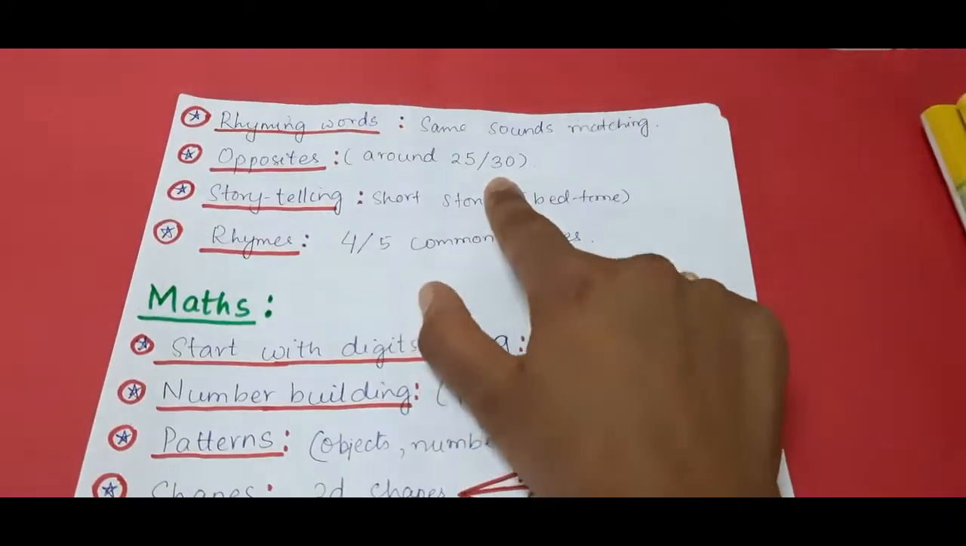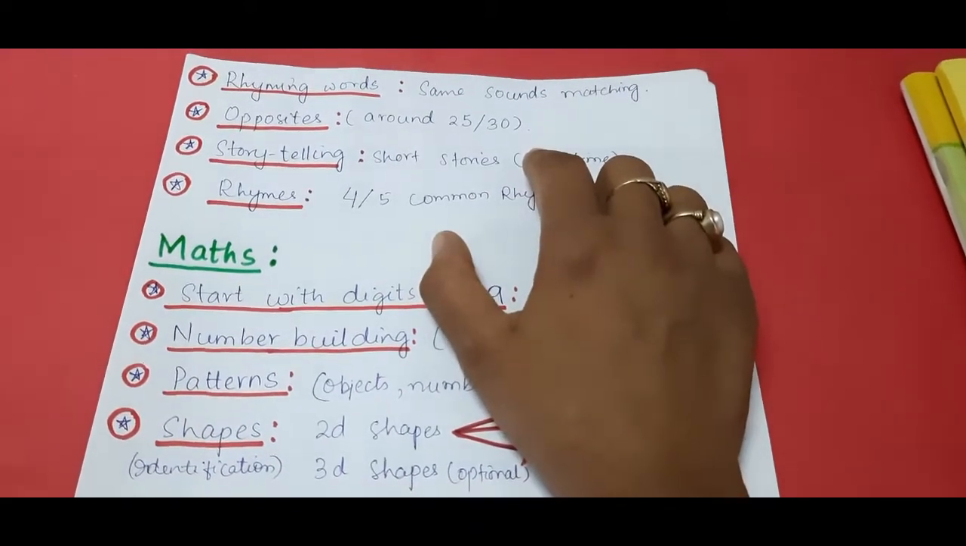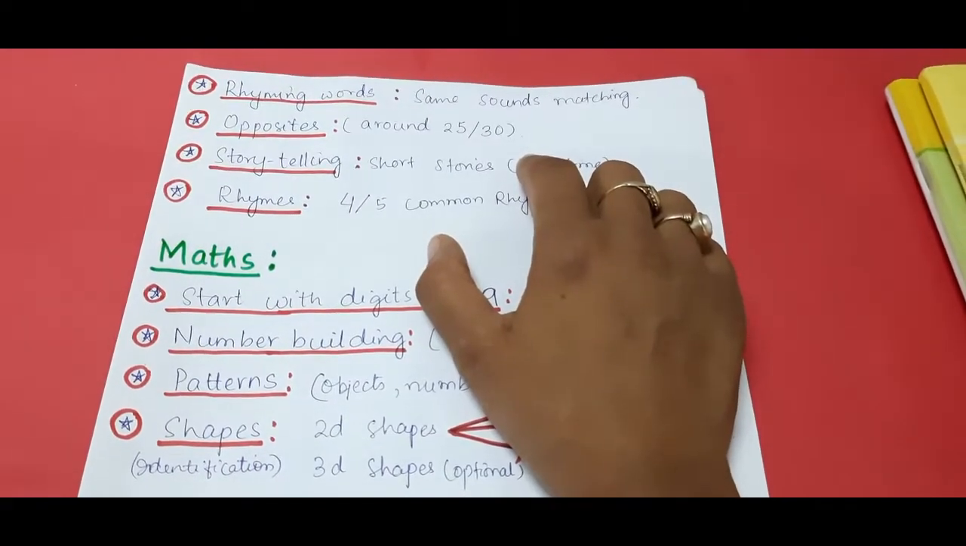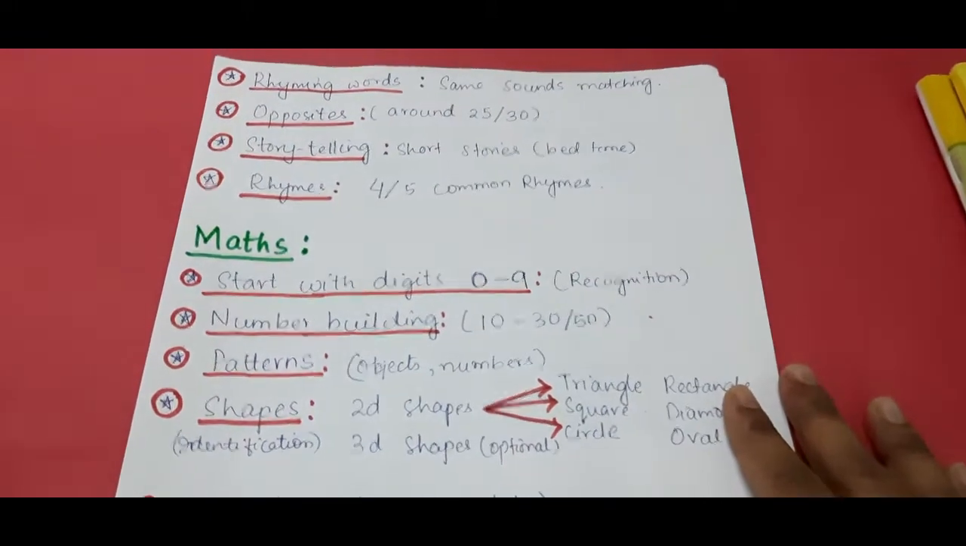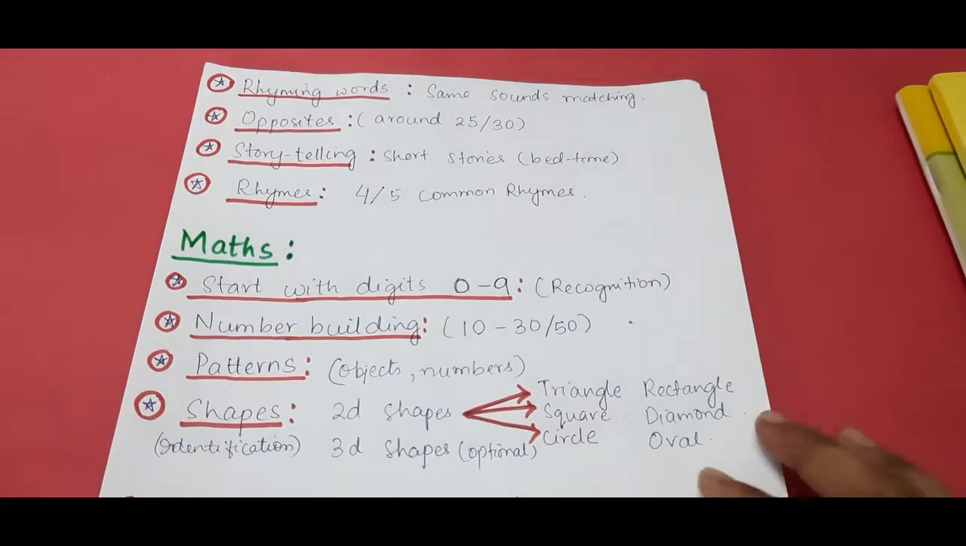Next come opposites, around 25 to 30 opposites like day, night, inside, outside, upstairs, downstairs, short, tall. All these simple opposites from day-to-day life we can teach them through different activities. When we are talking to them, when they are doing something, at that time also we can teach them.